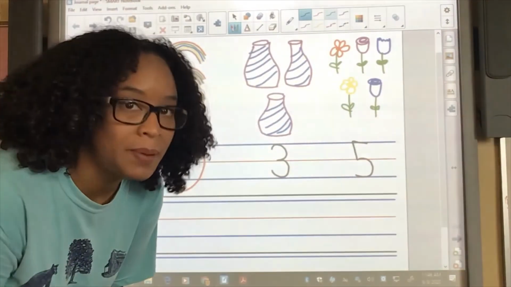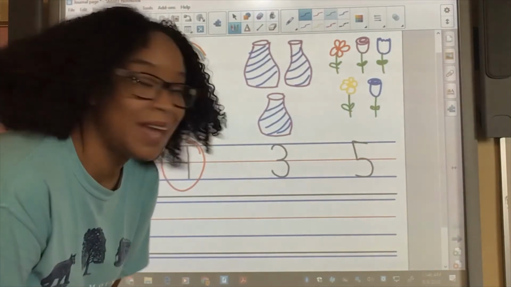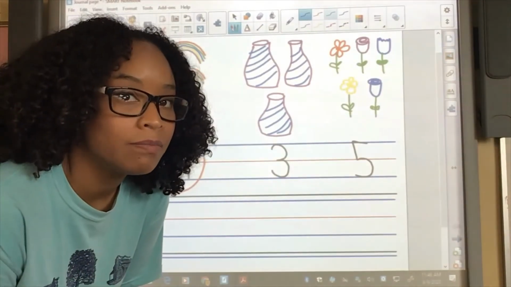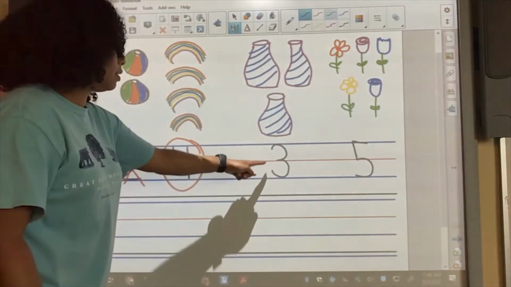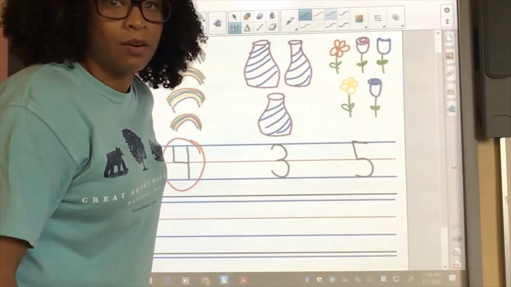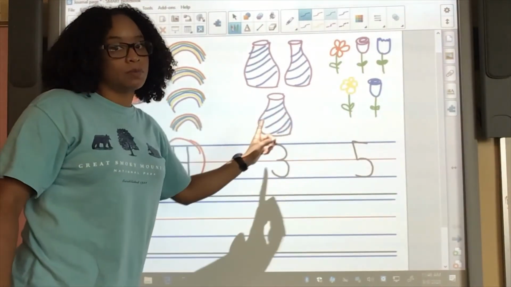Now let's compare the numbers and the groups of our vases and flowers. Do we have a number that is greater than or bigger? We have a 3 and a 5. Which number is greater than or bigger? The 5. We have more flowers than we do vases.